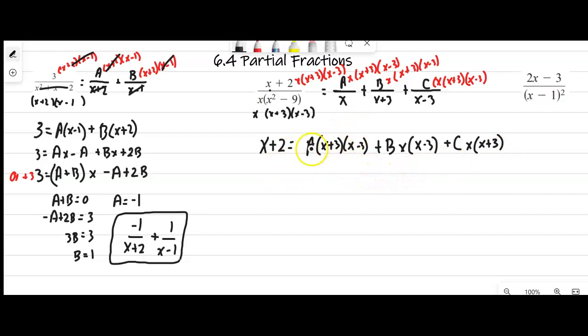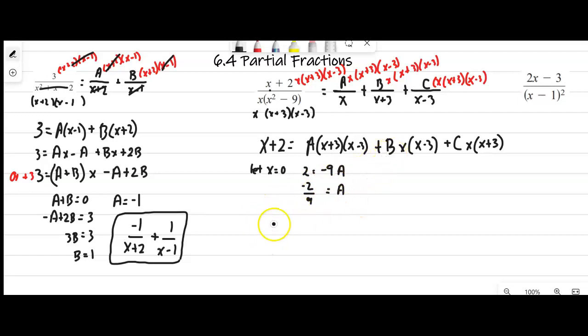Now I'm going to do a little magic trick on these. Instead of doing what I did in the previous one with the distribution, we're going to just say, hey, let x equals 0 for fun. All right? Just randomly, let x equals 0. If you put 0 in the left side, you get 2. If I put 0 in this a expression, I get 3 times negative 3, I get negative 9a. If I put 0 into the b expression, I get nothing. And in the c expression here on the far right, I get nothing. And lo and behold, I find that a needs to equal negative 2 ninths.